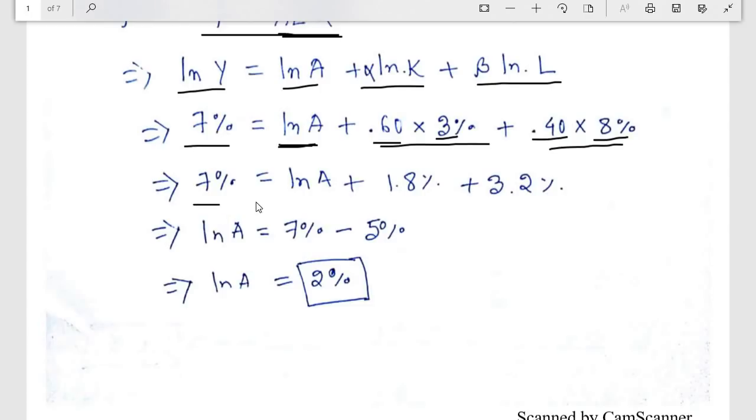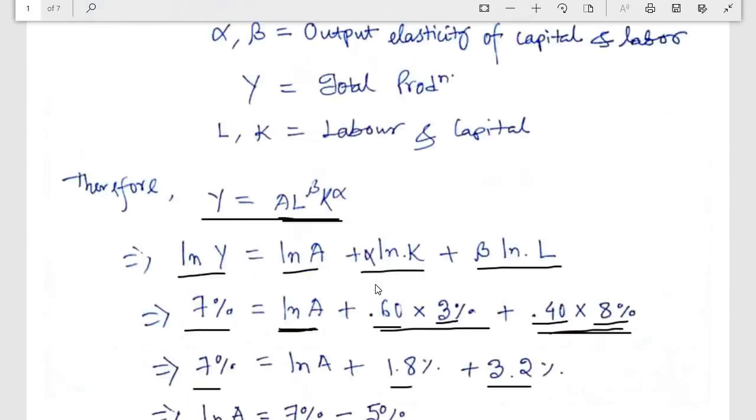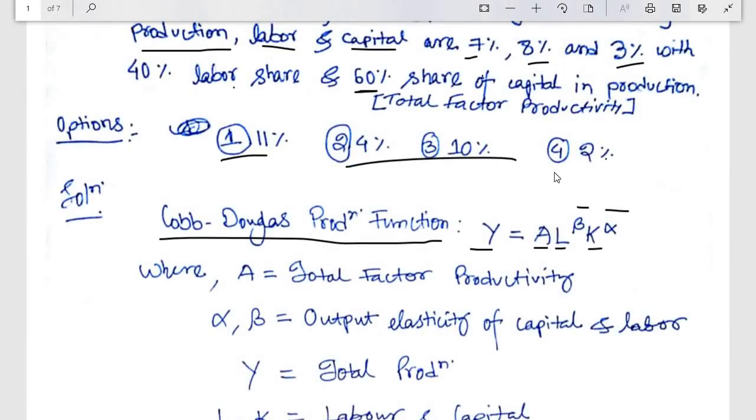Then it's very simple. We have to simplify it. 7% equals log A plus 1.8% plus 3.2%. Okay, then we sum it. It will become 5%. Then we solve this and it will become 7% minus 5% equal to 2%. So this will be our answer. 2% will be the answer, right?